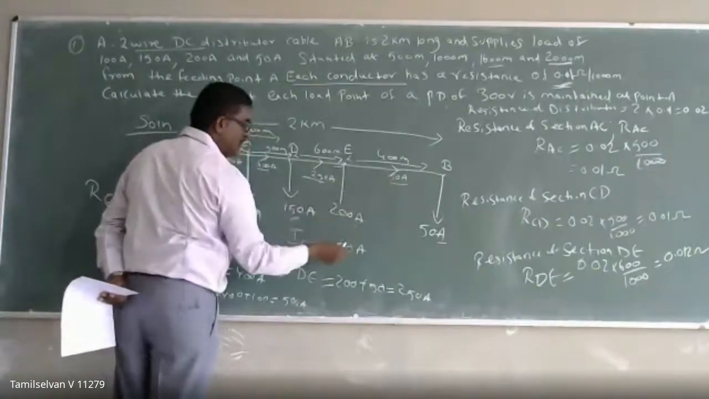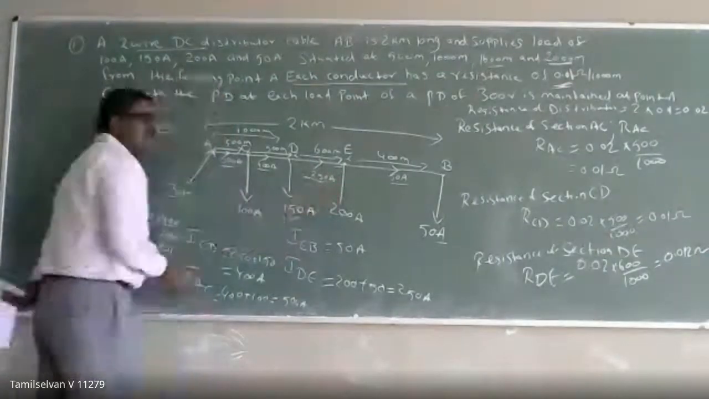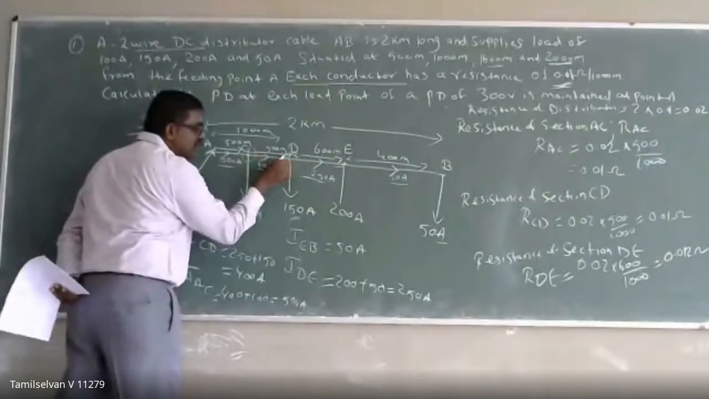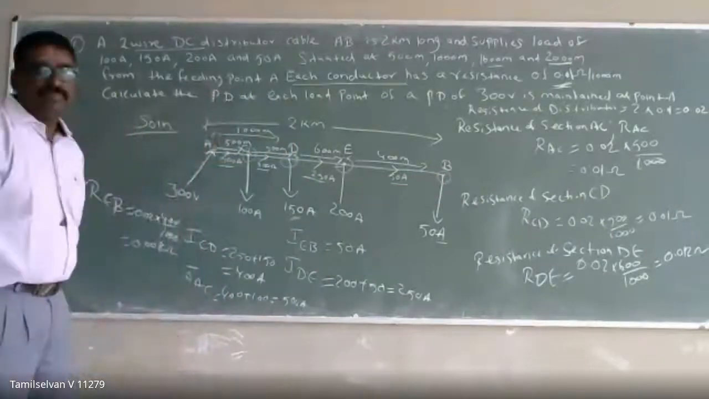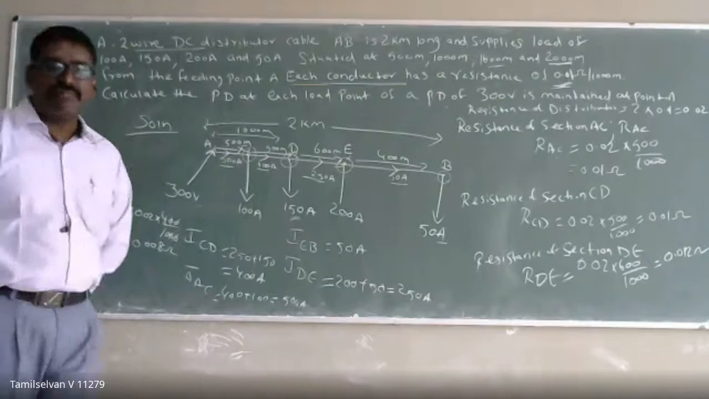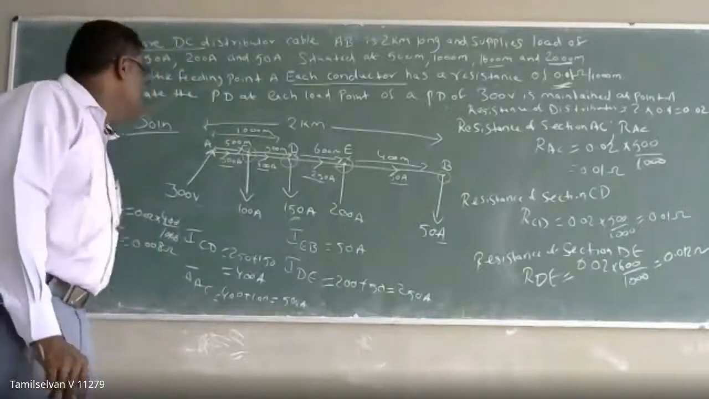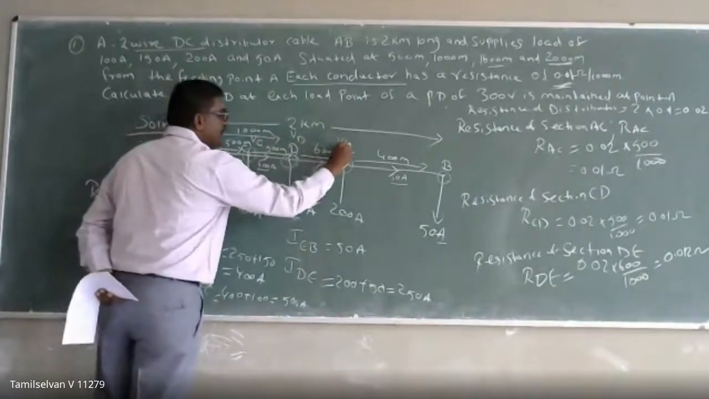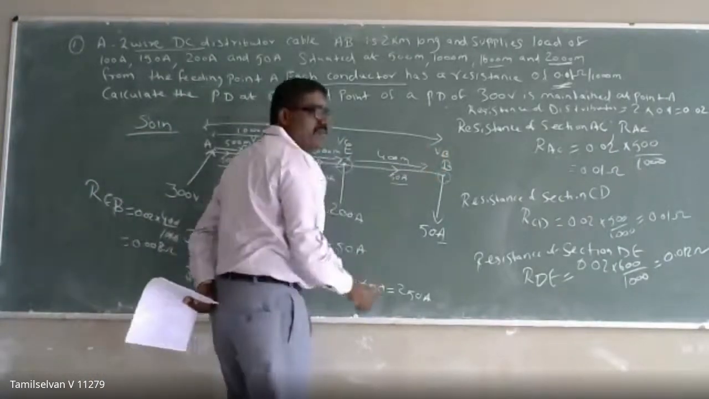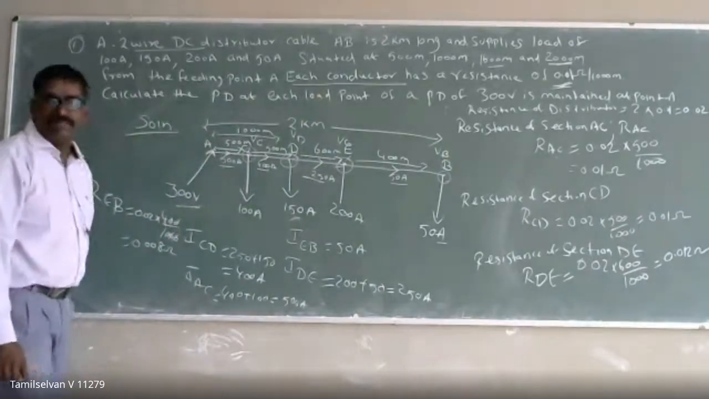So this is the current in this section, and I know the resistance in this section. Using that, I can calculate the potential at point C, point D, point E and point B. So that is the question: what is the potential at the load points C, D, E and B? It means I have to calculate VC, VD, VE and VB, for the distributor fed at one end.